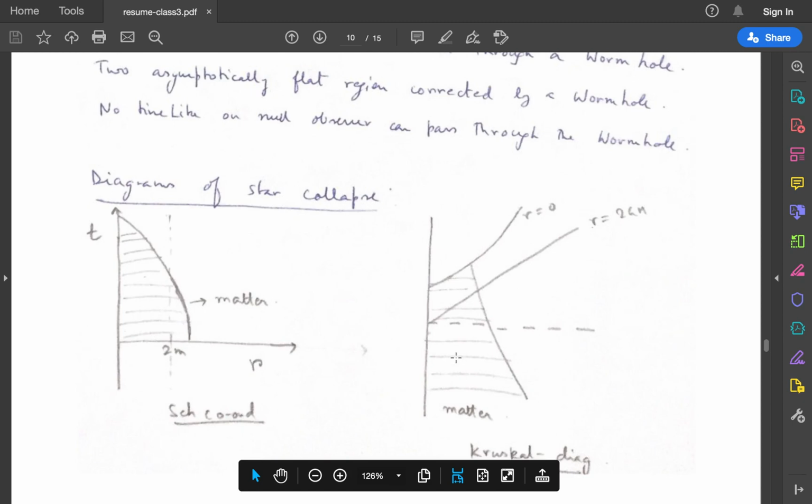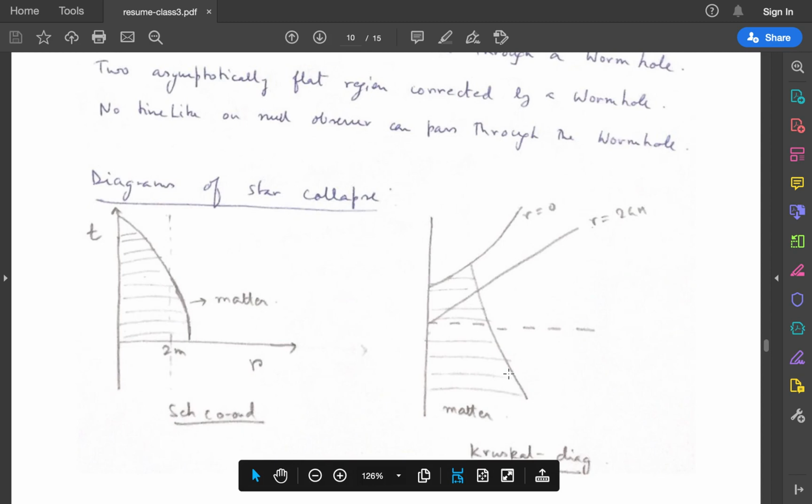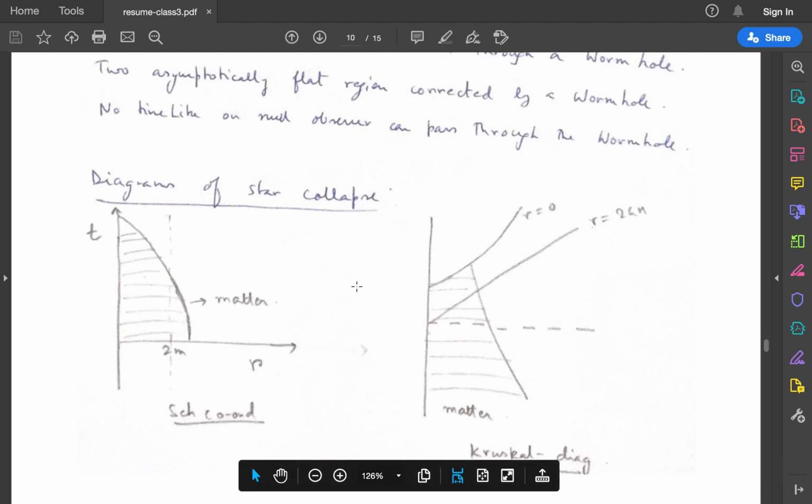You can draw even this in the Kruskal coordinate. This is the matter, at r equal to 2M. Sorry about that, r equal to twice M. So matter starts here. It is collapsing. It hits here, and this has to form a black hole. This r equal to 0 is the black hole in the Kruskal diagram, and it hits here. So this is also a collapsing diagram in this T-R spacetime and Kruskal diagram spacetime.